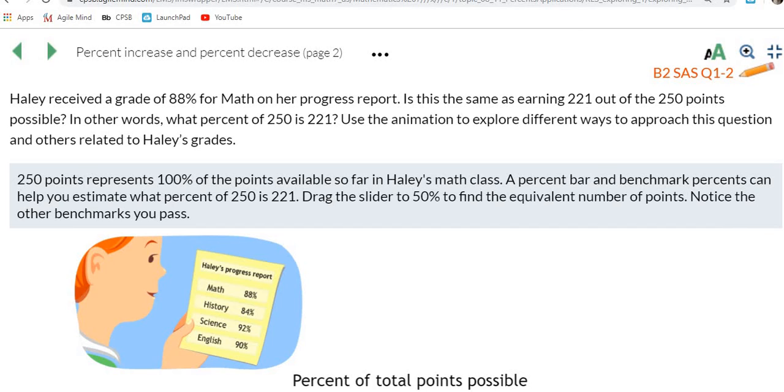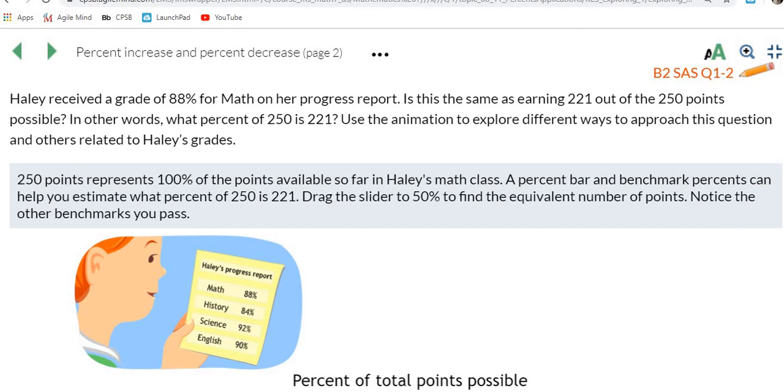Well, my board starts off the problem. It says Haley received a grade of 88% for math on her progress report. Is this the same thing as earning 221 out of 250 points possible? In other words, what percent of 250 is 221? We're going to be using the animations below to determine if that is the same thing.